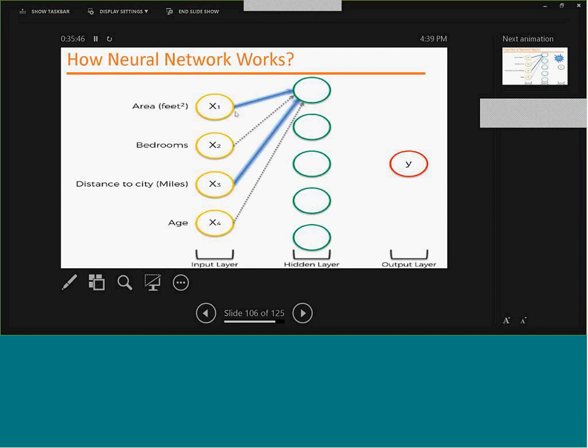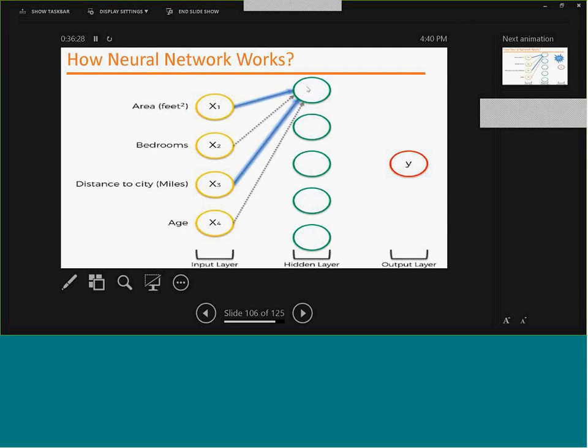Let's say that the very first neuron is X1, which represents area, the second one is bedroom, and the third one is distance to the city. So let's try to understand why this particular neuron is feeding another neuron and not this one. If you see this X1, this neuron is feeding this particular neuron and not this one. Likewise, this distance is again feeding this particular neuron, and how is that possible? What we've seen over here is that area and distance to the city are feeding this particular neuron, and under what circumstances is it possible.